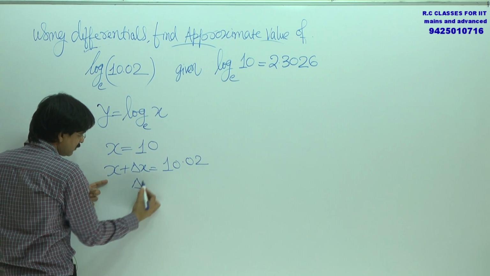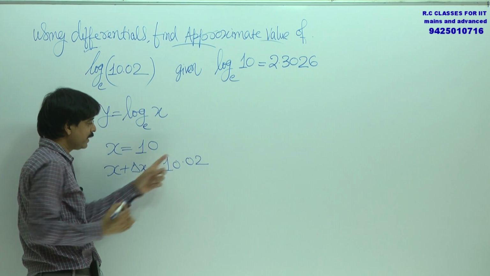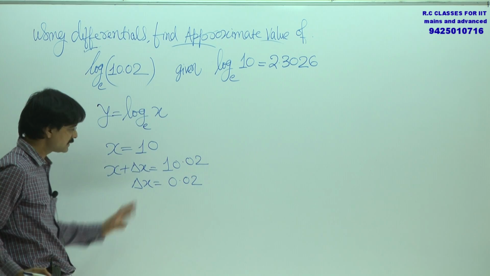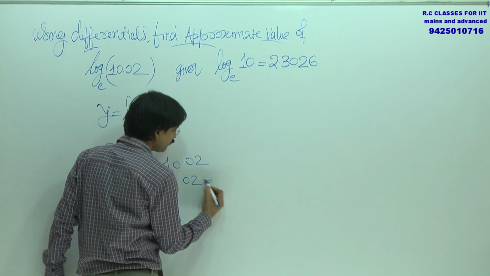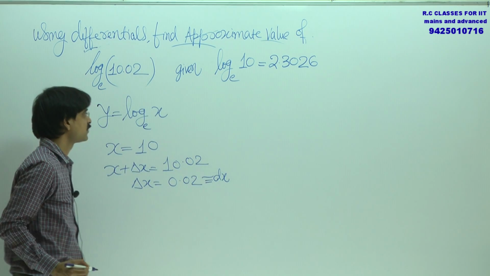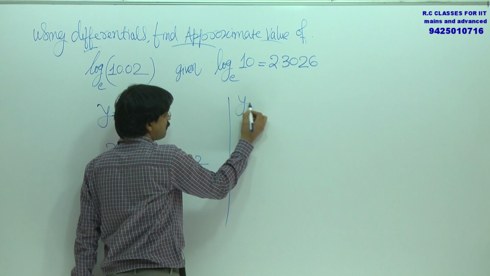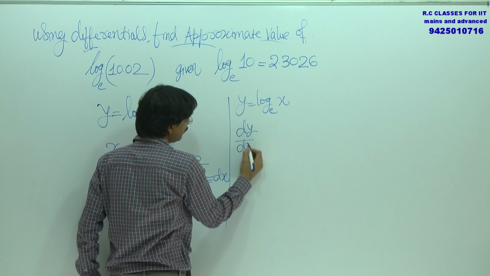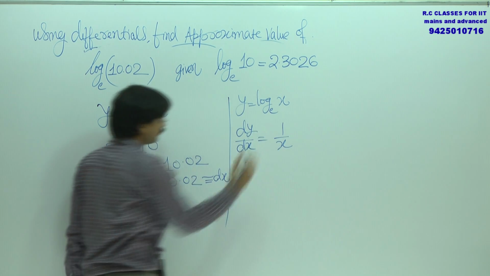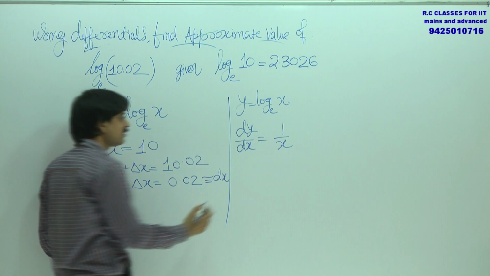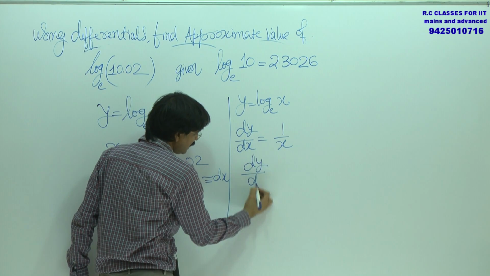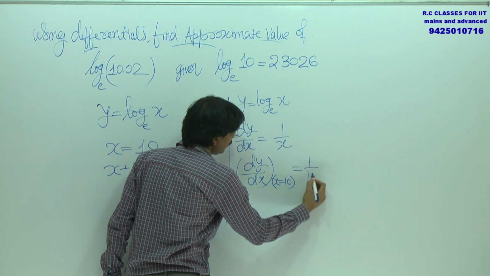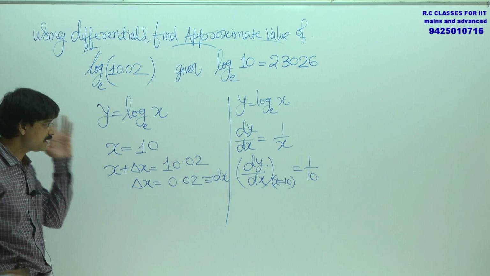X is 10, so delta x is going to be equal to 10.02 minus 10, that is 0.02, that is delta x there, which is clearly equivalent to dx. Y equals log x is the function. So differentiation with respect to x, dy by dx is equal to 1 by x there. So dy by dx you want to calculate at which point? Dy by dx at x equals 10, which is going to be 1 by 10, that is dy by dx.